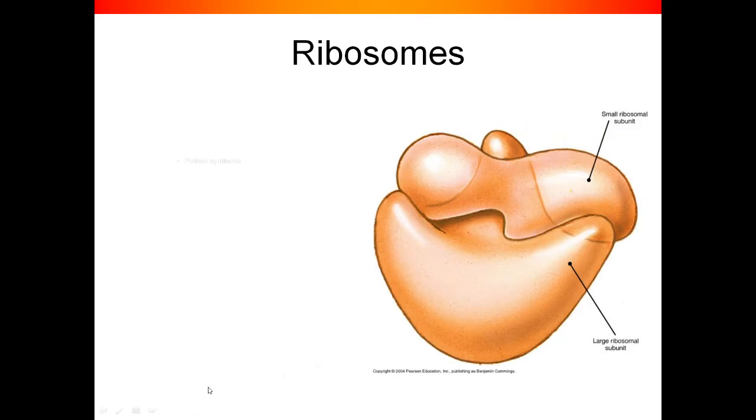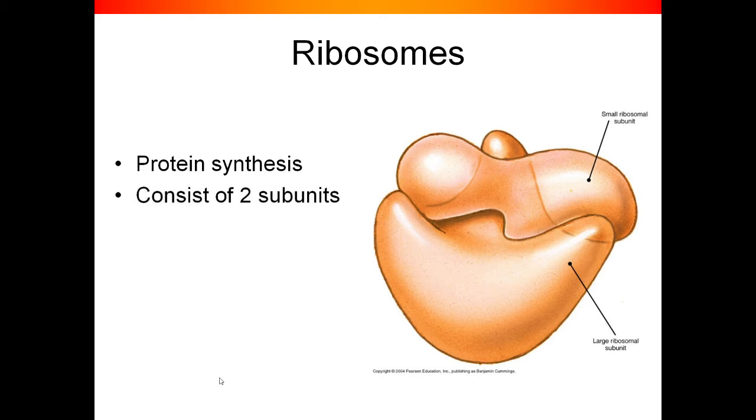And ribosomes are responsible for making proteins. They're involved in protein synthesis. Ribosomes, you can see by the picture here, consist of two subunits. There's a small ribosomal subunit and a large ribosomal subunit. What they're going to do is unite with a molecule known as messenger RNA, and we'll talk later about where that messenger RNA strand comes from. That's part of protein synthesis.